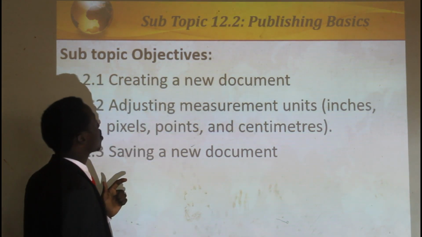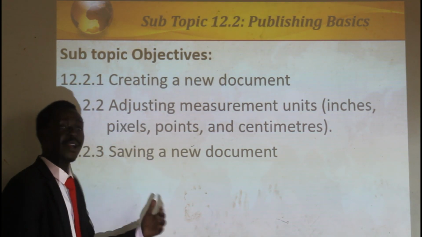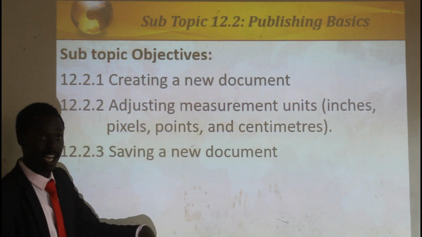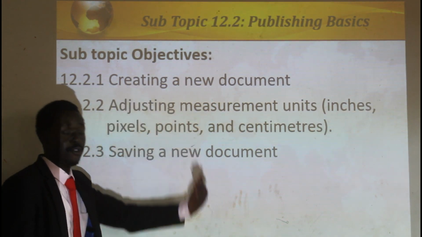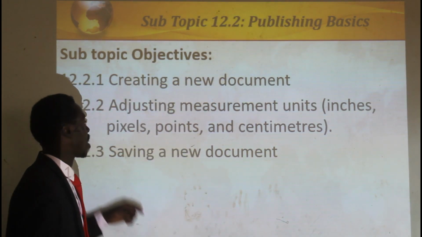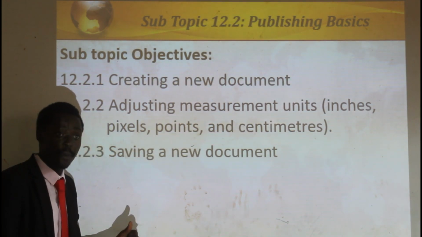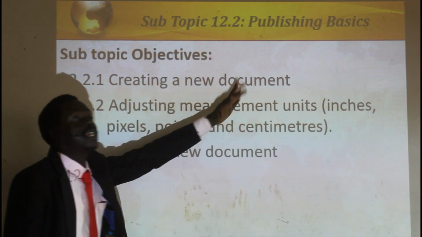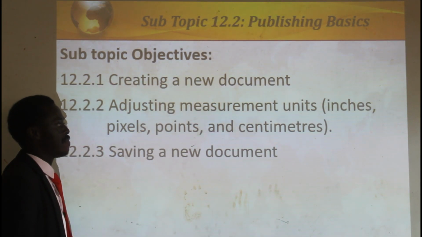So we are going to have basic instructions. How do we launch the Microsoft Publisher window? And then what are some of the features of the Microsoft Publisher window, not the features of the publishing software. We shall go ahead to discuss how to create a new document in Microsoft Publisher, and that document is the print publication. We shall as well discuss how to make adjustments.